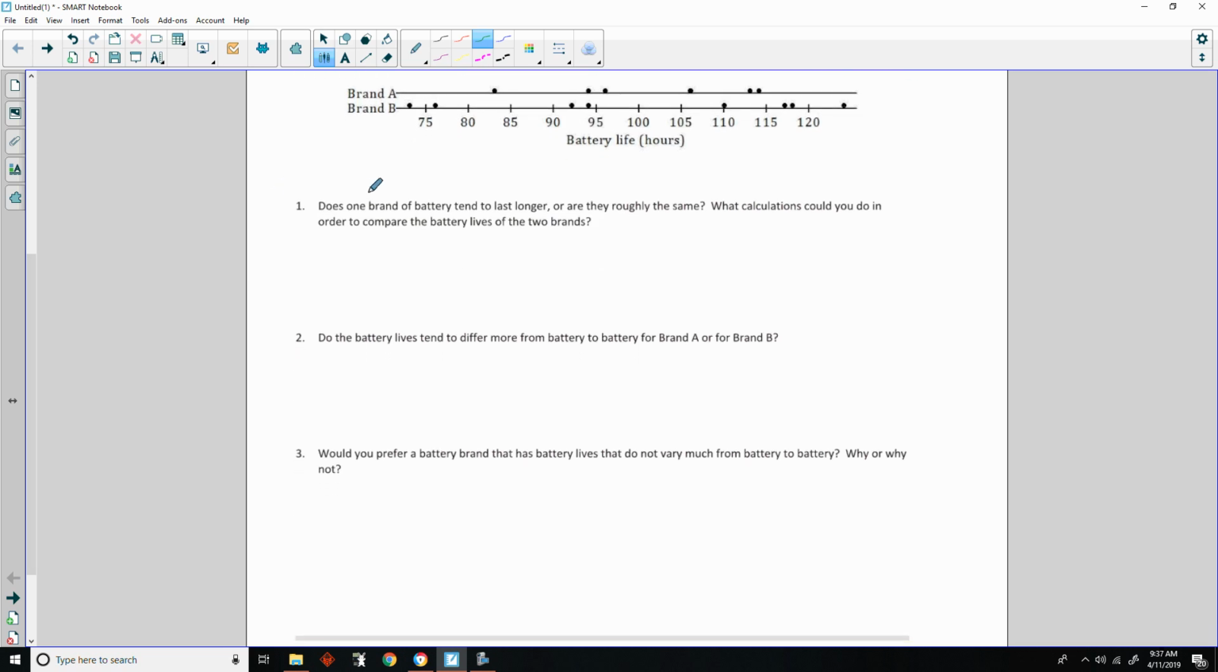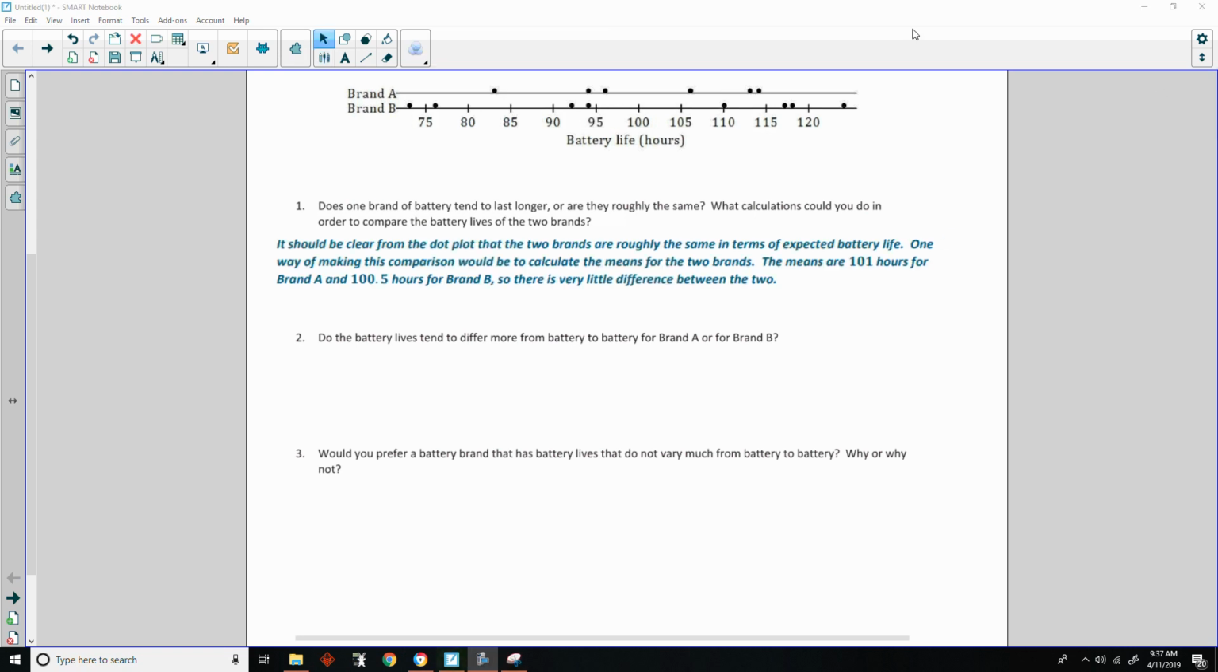Okay. 1. Does one brand of battery tend to last longer, or are they roughly the same? What calculations could you do in order to compare the battery lives of the 2 brands? Okay, so looking at these two, it should be clear from the dot plots that the 2 brands are roughly the same in terms of expected battery life. One way of making this comparison would be to calculate the means for the 2 brands. The means are 101 hours for brand A and 100.5 hours for brand B.